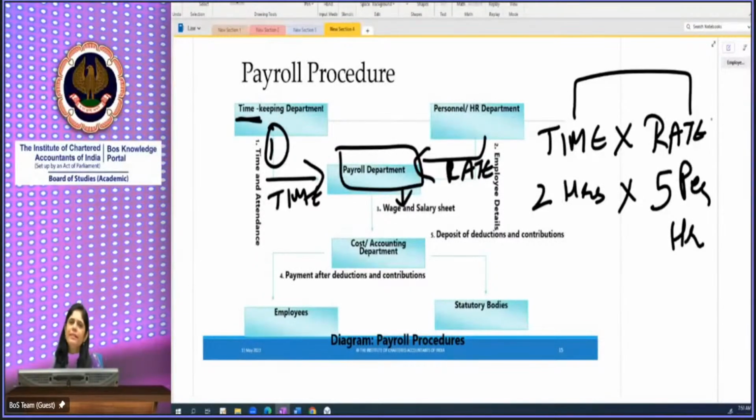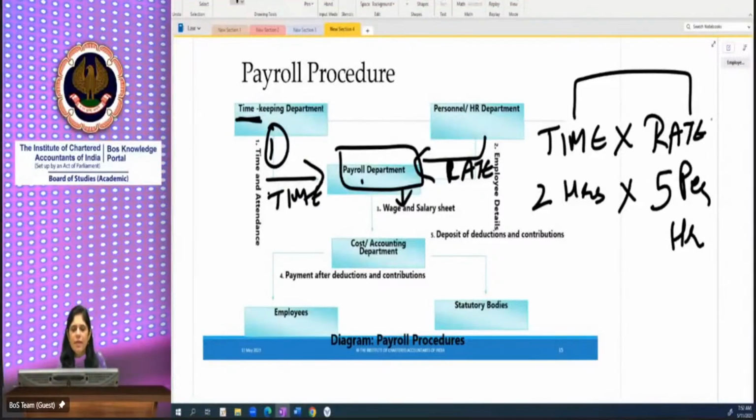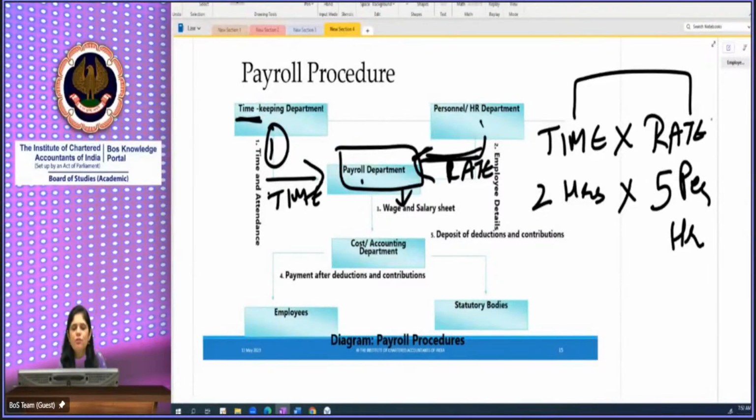They have all the details of the employee, that when this employee was appointed, it was fixed that, okay, we will pay him 100 rupees per hour. So this fixation of rate happens when the employee is appointed. Now this information is given by HR department to the payroll department. So timekeeping department gives the time to payroll and HR department gives the rate to the payroll. Then payroll department calculates the wages.